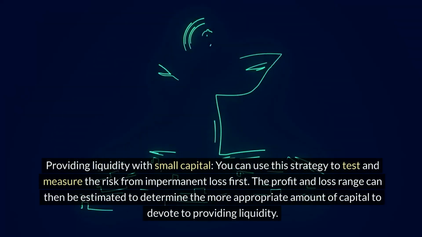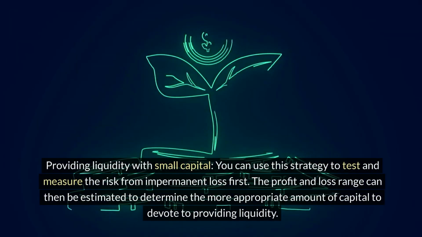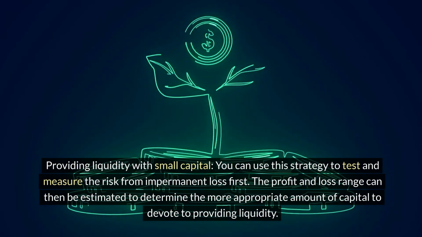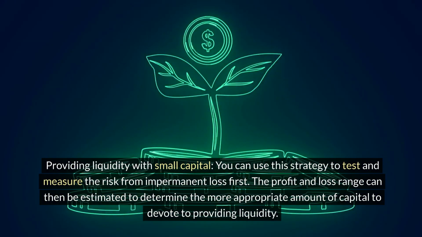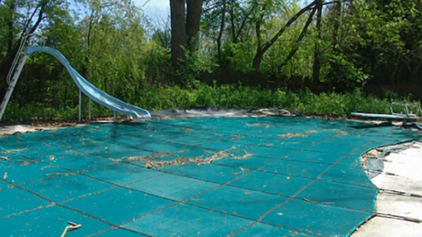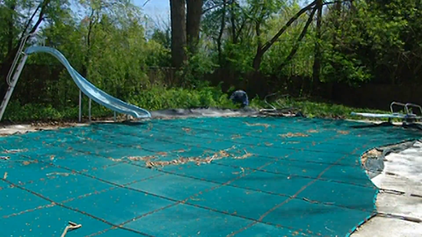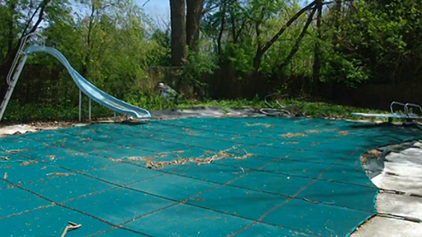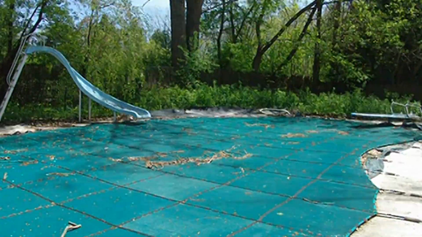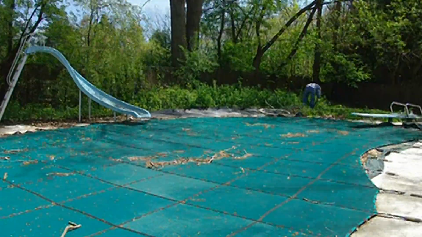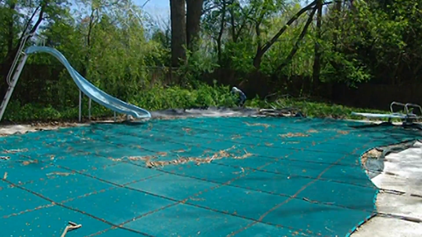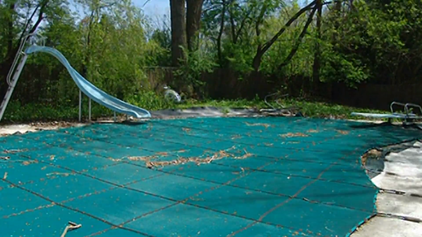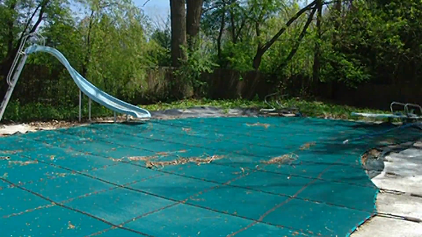Providing liquidity with small capital. You can use this strategy to test and measure the risk from impermanent loss first. The profit and loss range can then be estimated to determine the more appropriate amount of capital to devote to providing liquidity. Providing liquidity into a single token pool. This way, you can eliminate the imbalance in price and token ratio of multi-token pools, thereby effectively minimizing impermanent loss. Some platforms that support single token pools include Beefy Finance, Wombat Exchange.